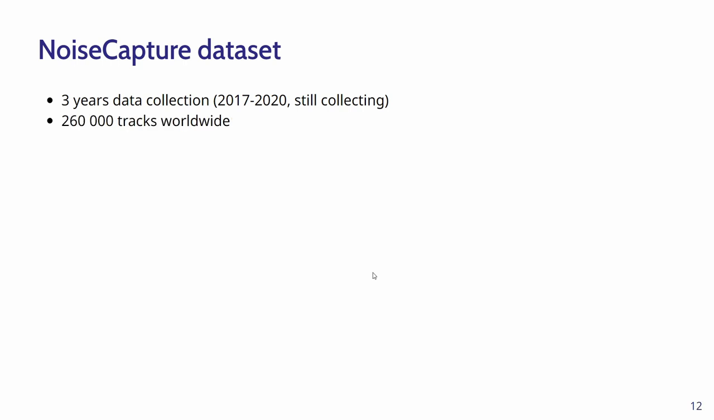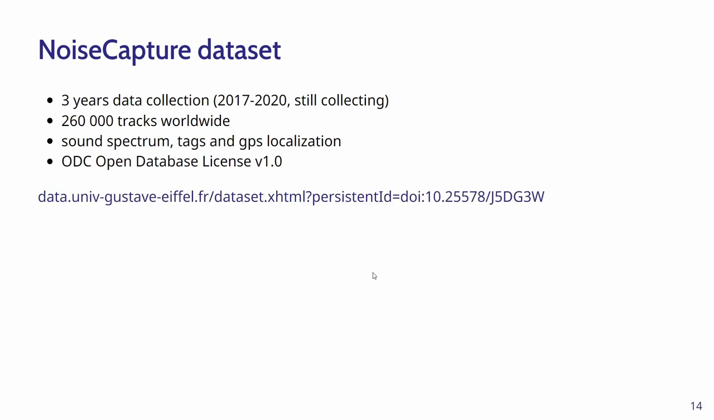Let's talk a little bit about the dataset. This dataset is a 3 years data collection from 2017 to 2020. It's still collecting. We stopped in 2020 to see if there is a difference due to COVID restrictions, but the data collection is still ongoing. This dataset is 260,000 tracks. A track is a record of the sound spectrum and the GPS localization at the time of the measure, and it also has tags provided by the user. This dataset is under an open database license, and you can get it from this DOI URL. It's in the Gustave Eiffel dataverse.